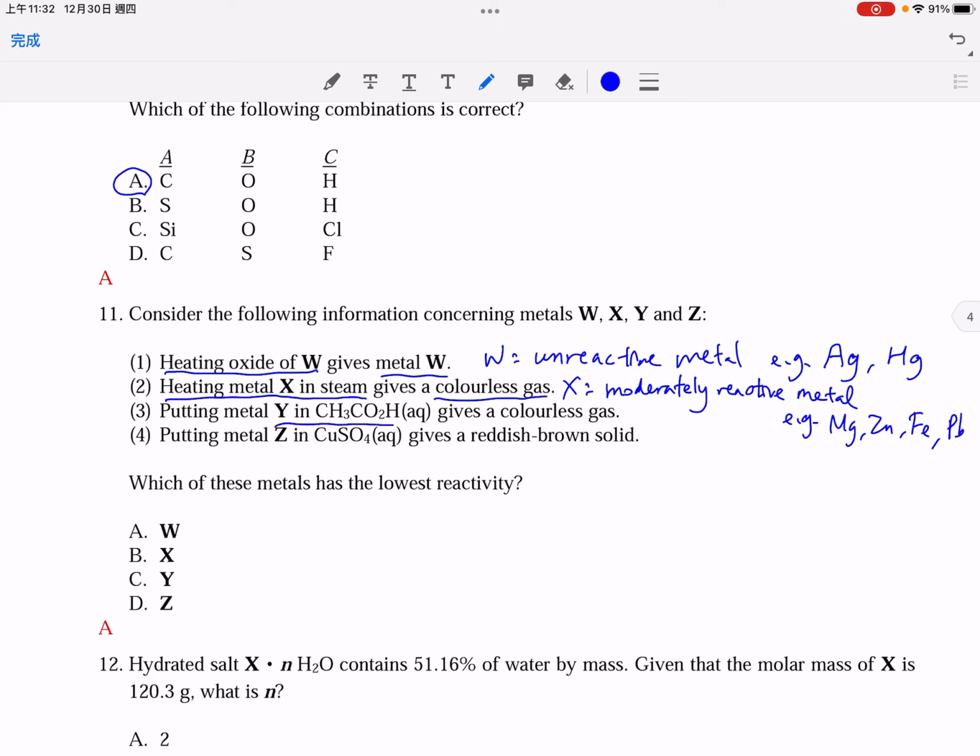Putting Y into ethanoic acid solution giving a colorless gas, so the reactivity of Y is of course higher than that of copper. Statement 4, putting Z in copper-2 sulfate solution to give a reddish brown solid, which is of course copper. That means a displacement reaction occurs. So again, Z is more reactive than copper. So from the information provided, the metal with the lowest reactivity is of course A.